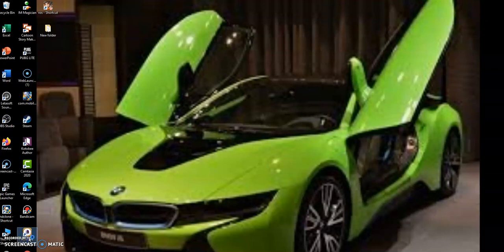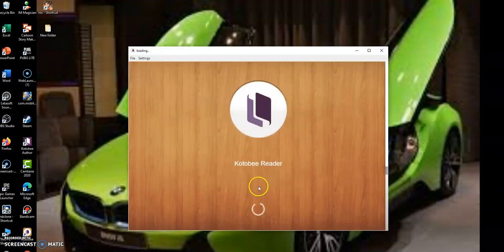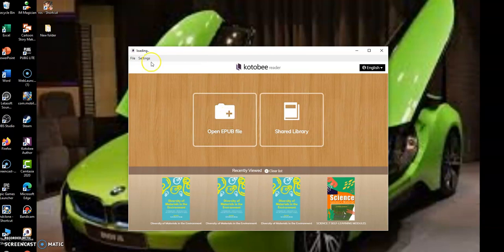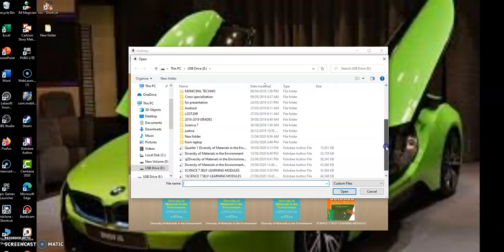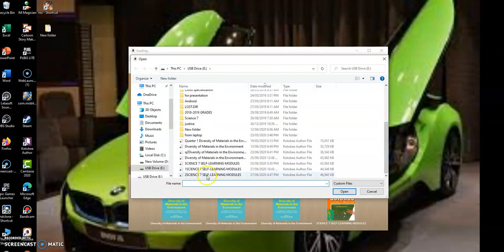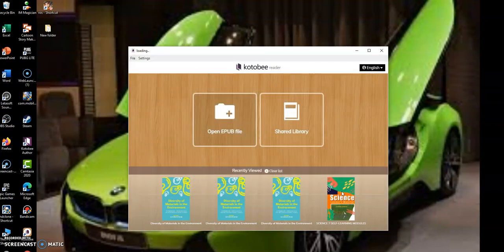So let's open it first. Let's double click go to be reader, or the other way of opening it is right click then select open. So all you have to do is select this open EPUB file, and the file that I am going to send to you. And for those whom I have shared already, just click the file that I have sent to you. You of course have to download it first, then open.